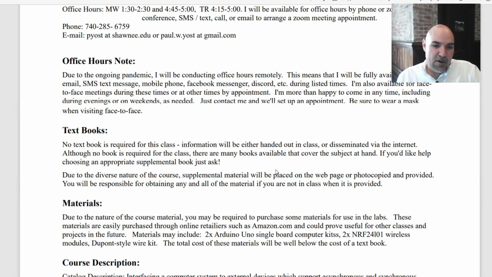Okay, materials. There are going to be some materials that you're going to need for this class, and those materials are easily purchased through online retailers like Amazon, and you can get them a couple days later. I will talk about that more later on, not today, but next class, but you're going to need two Arduino Uno single board computer kits. You're going to need two NRF24L01 wireless modules, and some DuPont style wires to connect them together. And we're going to use those single board computers for the first roughly half of the class.